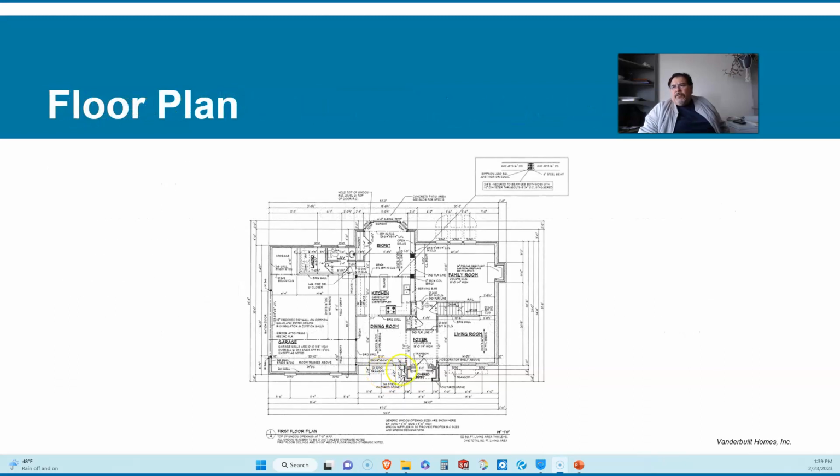Here's an example of a floor plan. You can see dimensions, lots of dimension lines around the outside. You can see some notes down below telling you what's going on with this first floor plan. The scale looks like 1/8 inch scale, not real sure, too small.